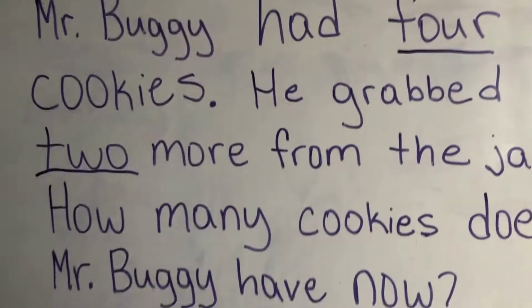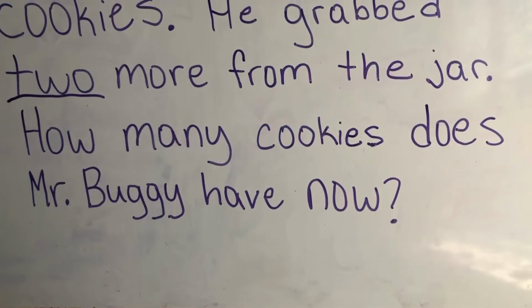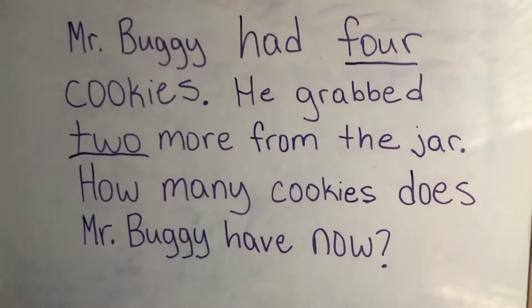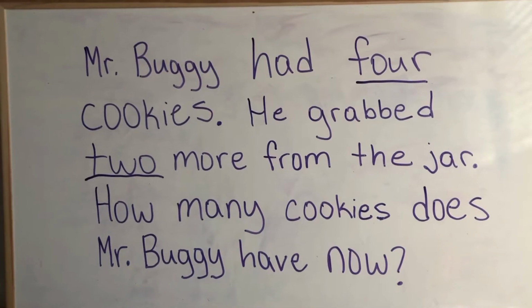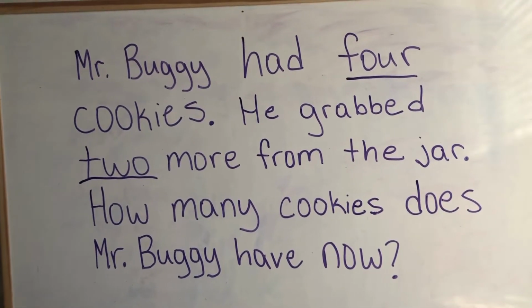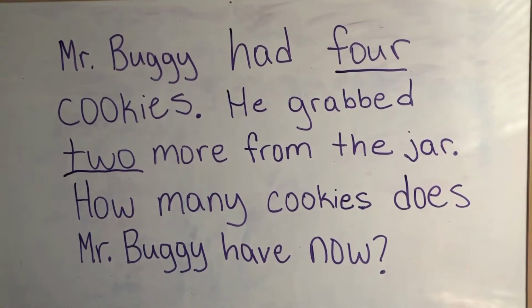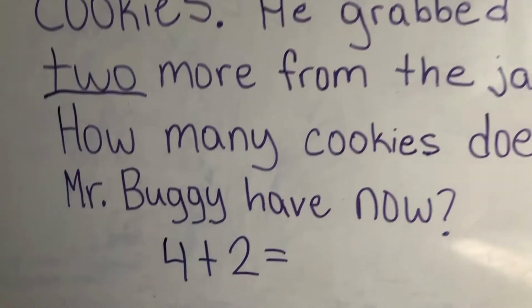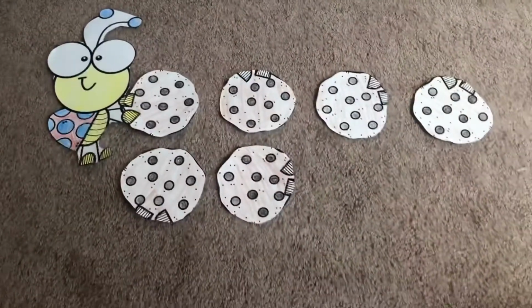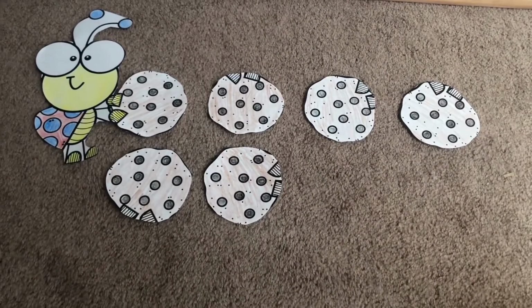It's our last sentence. How many cookies does Mr. Buggy have now? So from this word problem, we can see that we are going to combine our 4 cookies and our 2 cookies that Mr. Buggy grabbed. So we are going to add those 2 numbers together. So I went ahead and wrote down 4 plus 2, and then I also have the visual of Mr. Buggy with all of his cookies.